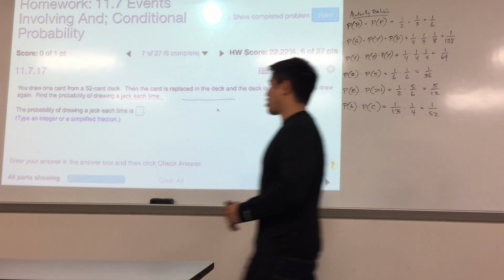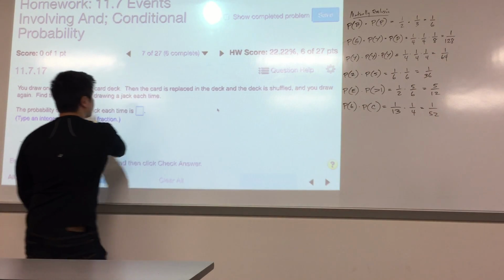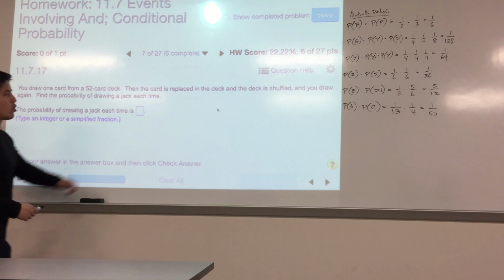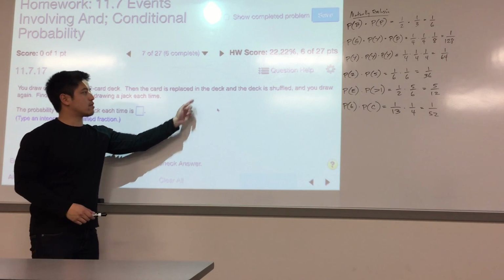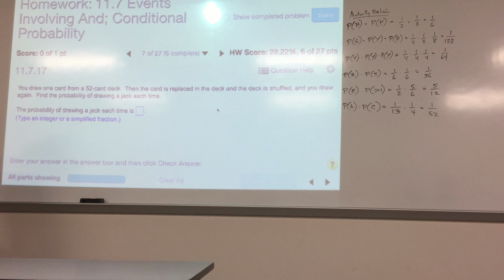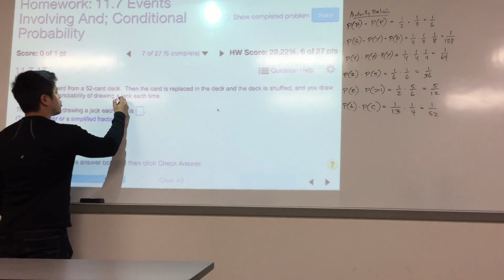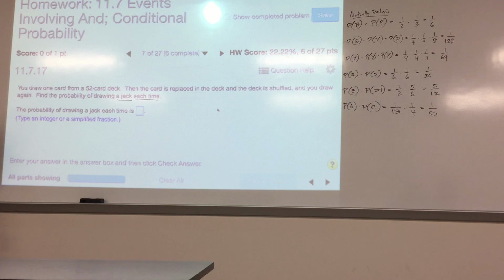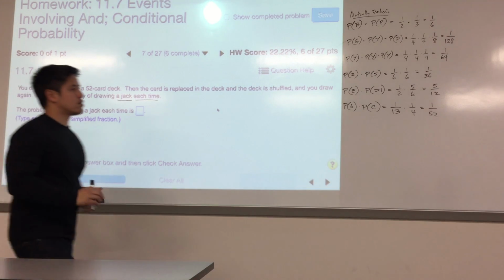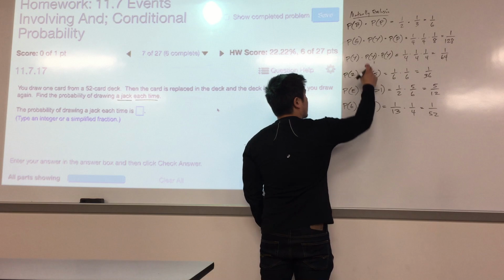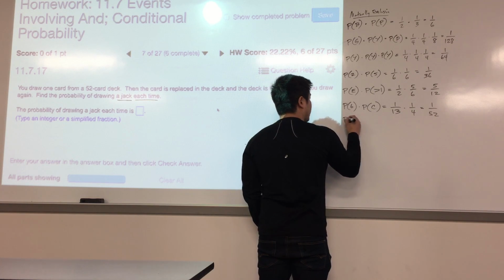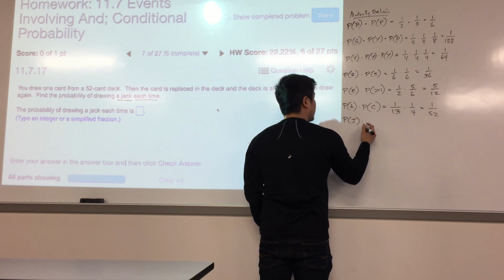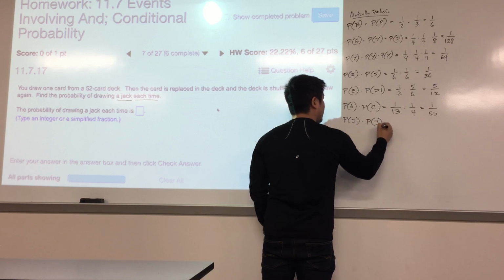Another card. So, keyword, phrase, card is replaced, right? Okay, find the probability of drawing a jack each time. How many times are we drawing? Twice, if you read the problem. So, this is kind of like our yellow spinner, except a different scenario. Probability of a jack, and then a probability of another jack.